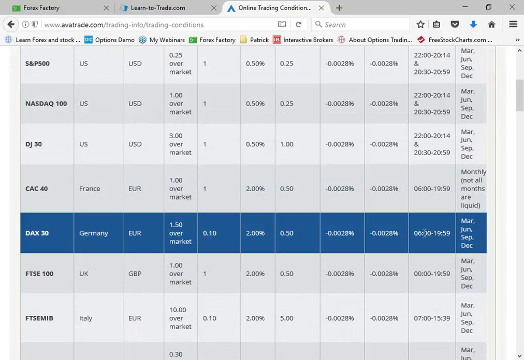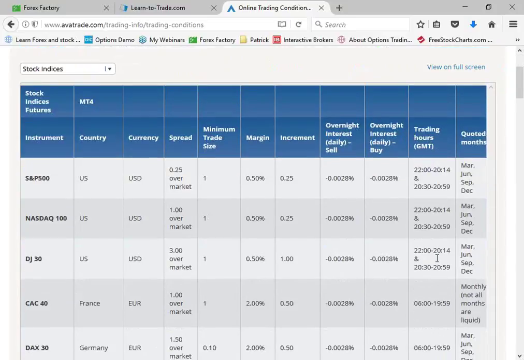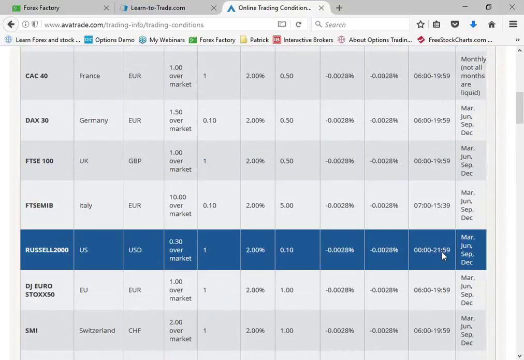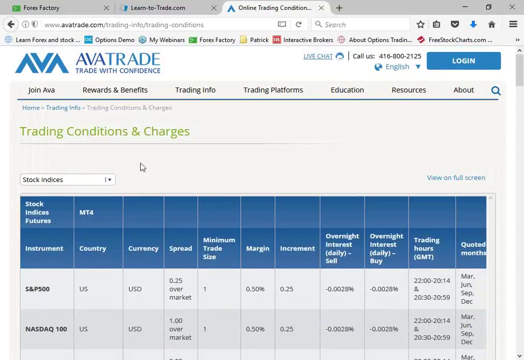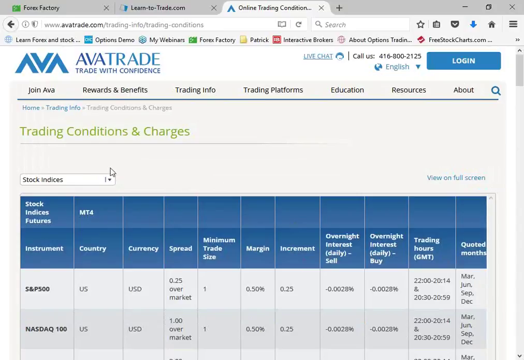4 p.m. on the German DAX. So you just find the hours. This all refers to GMT time. Okay, so you can see the hours that each product is trading if you want to trade other indexes other than the North American ones. They don't trade 24 hours. They do take a break. You can see how they kind of break up here.